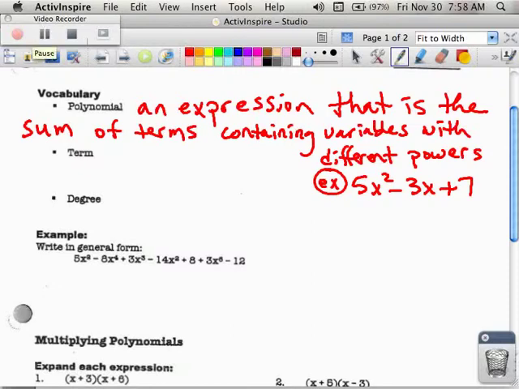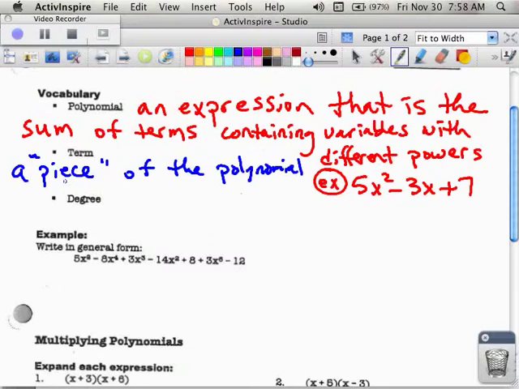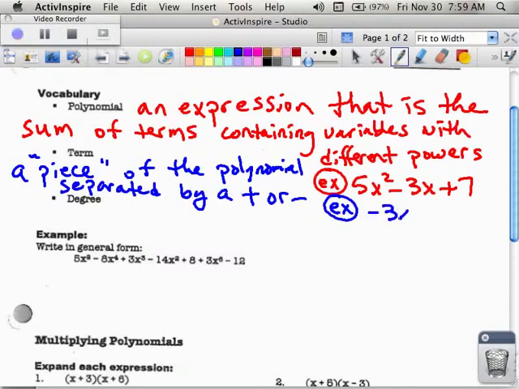A term is a piece of the polynomial separated by a plus sign or a minus sign. For example, in the above example of a polynomial, negative 3x is one of the terms.